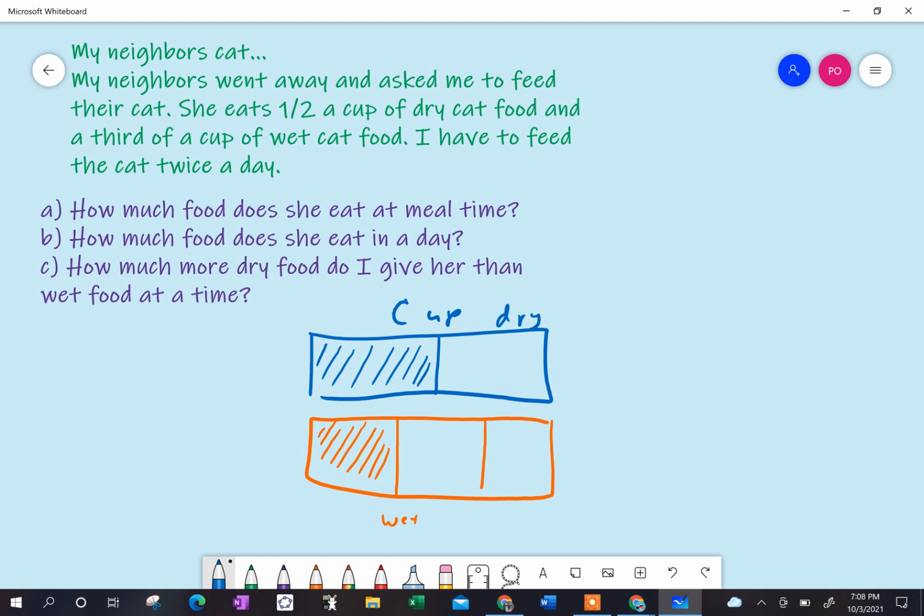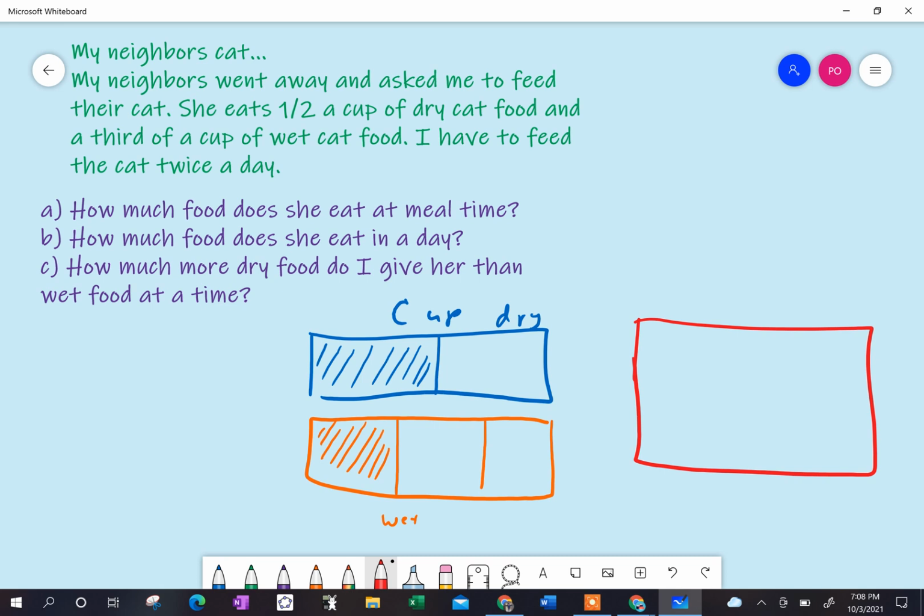So like I said, I was wondering how much does she actually eat in a day? And so you might say, well, it looks like it's a half plus a third, but that doesn't really answer my question because I don't know what a half plus a third is. What you can do is this. I'm going to show you with the red pen. What I'm going to do is I'm going to draw a bigger box.